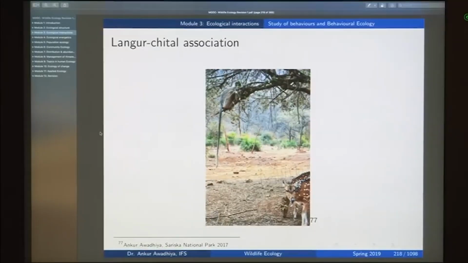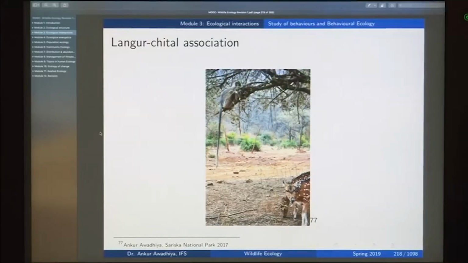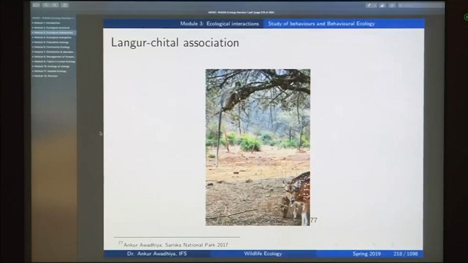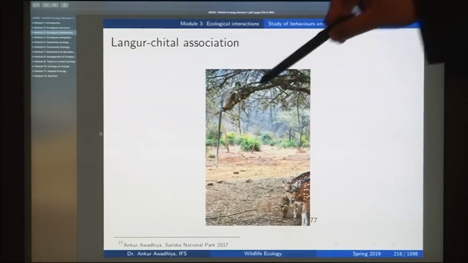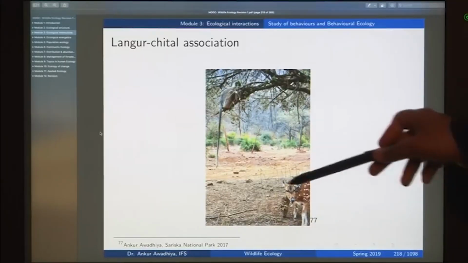Then we looked at the langur cheetal association. Both these animals come together. Now, the langur is having more of an advantage. In the summer seasons it has access to the food that is growing on the trees, and when it is feeding, it eats the petioles and throws out the other parts of the leaves. Some fruits also come down, and in that case the cheetal are able to feed on that food.